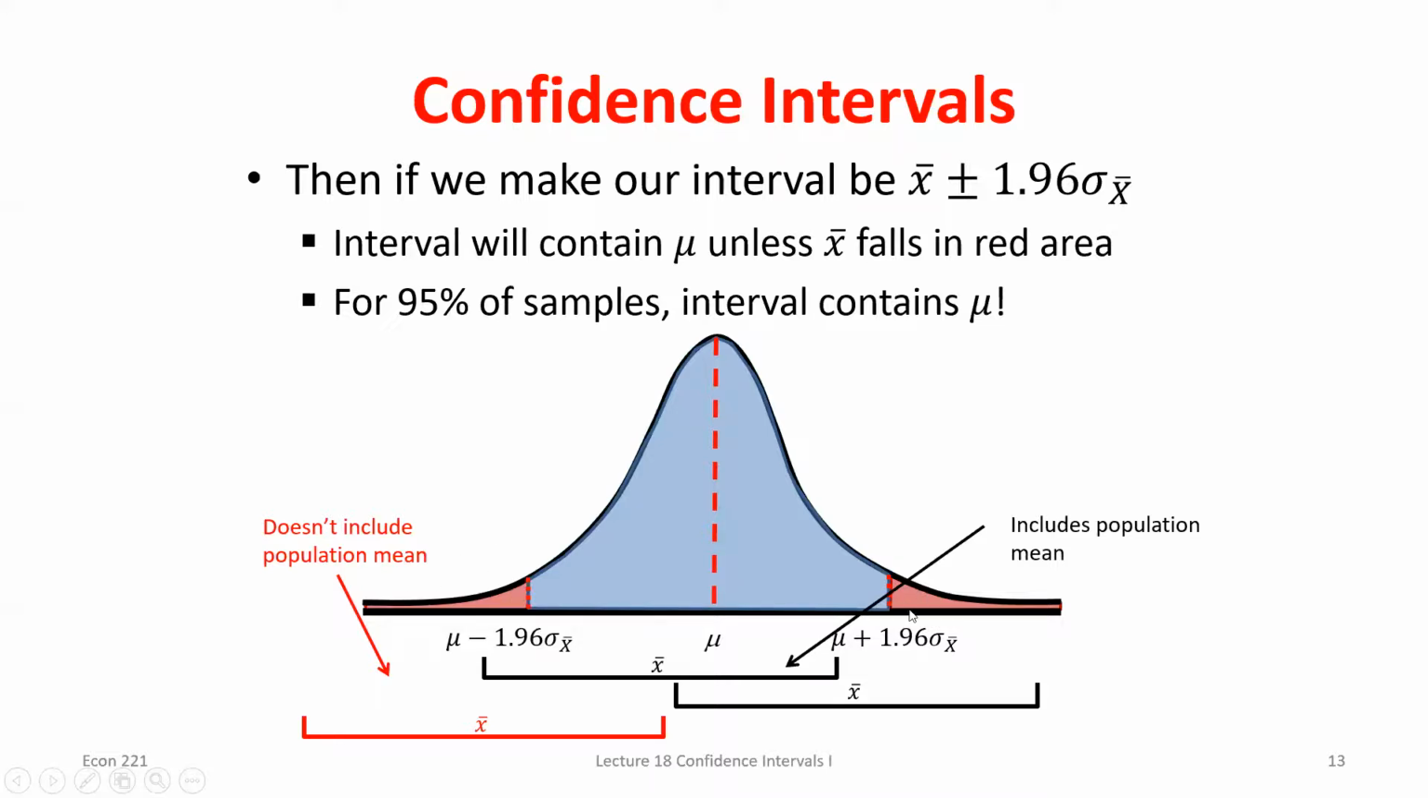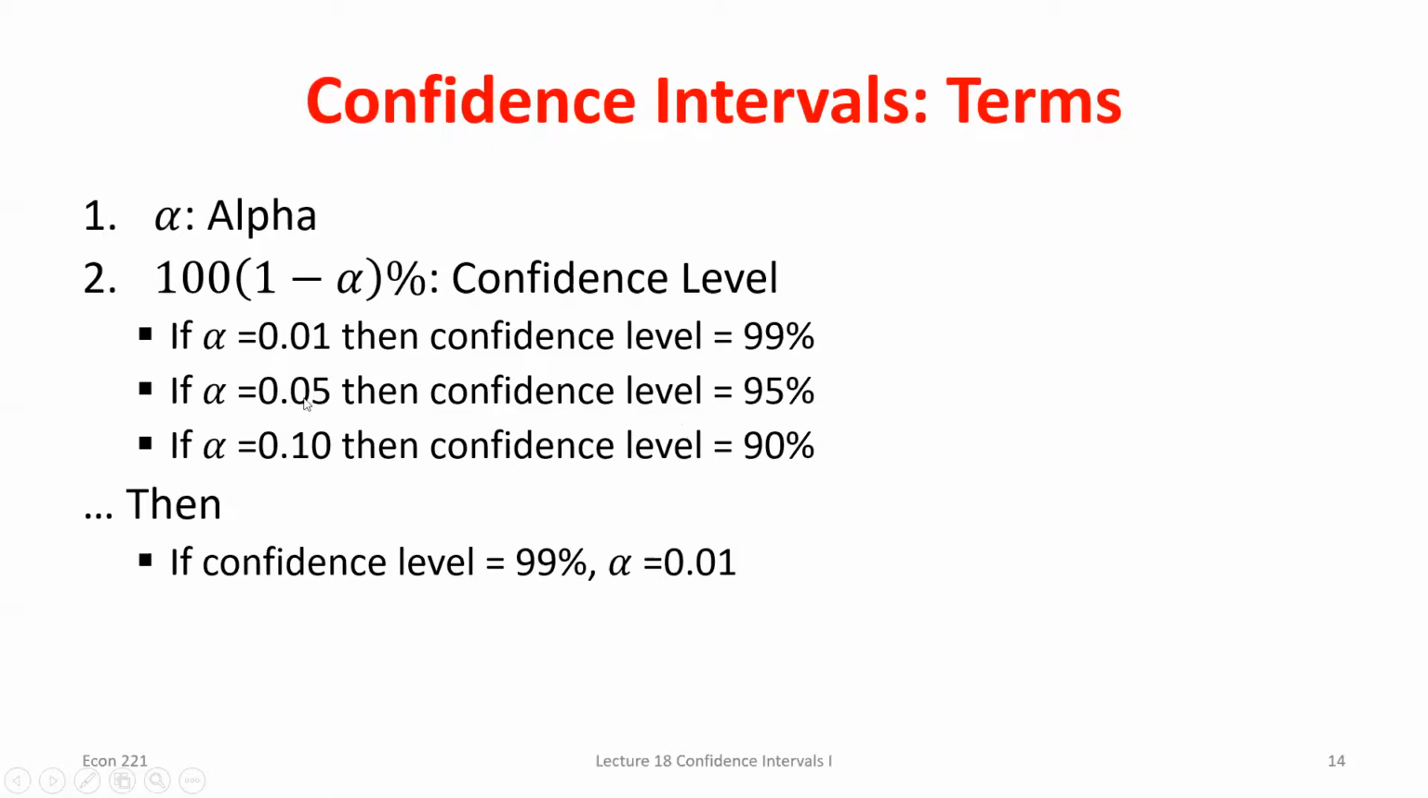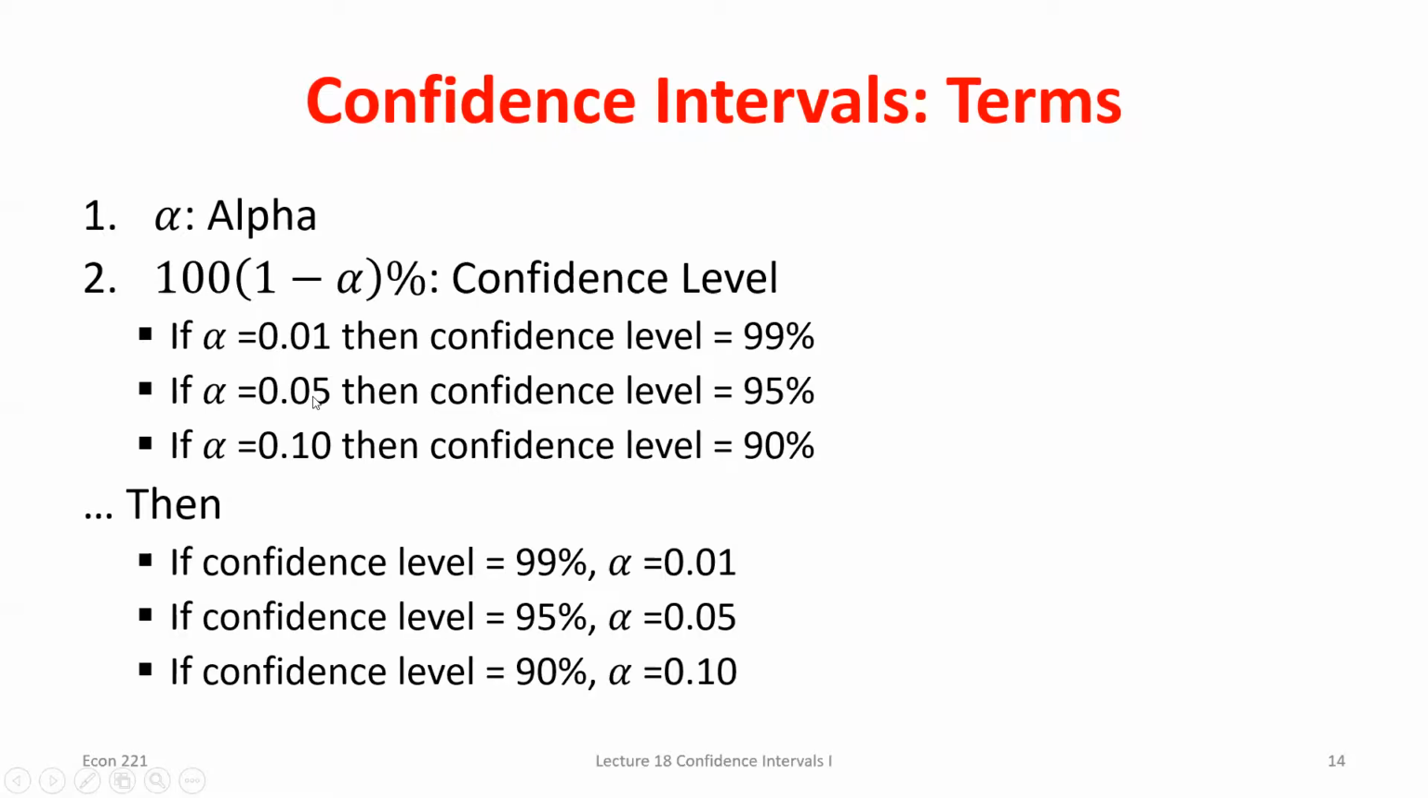The total area that would be outside of that interval is what? 0.05, right? So for the 95% confidence level, alpha is 0.05. There are two different ways to think about alpha. One, the less technical way: whatever confidence level I have, what percent is outside that level, or outside my interval?